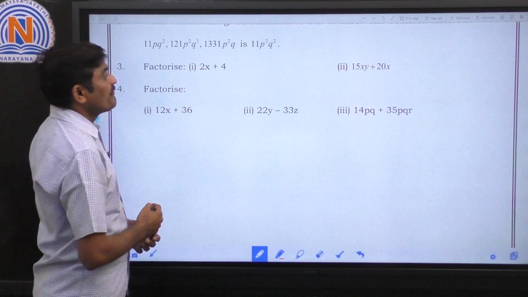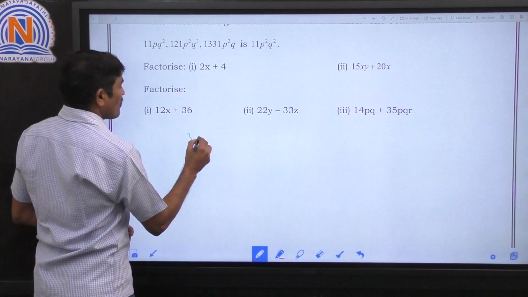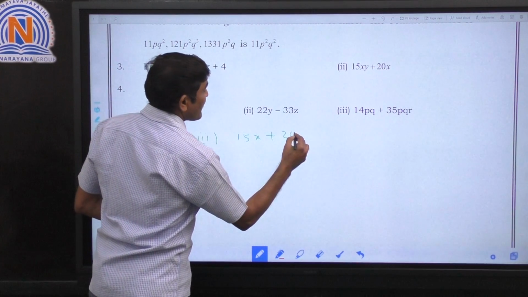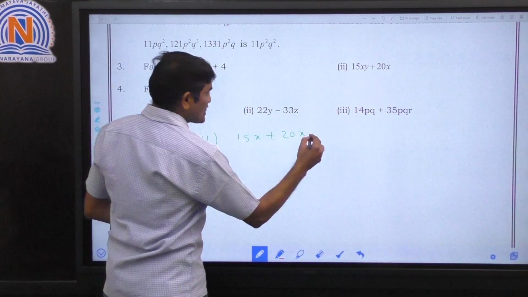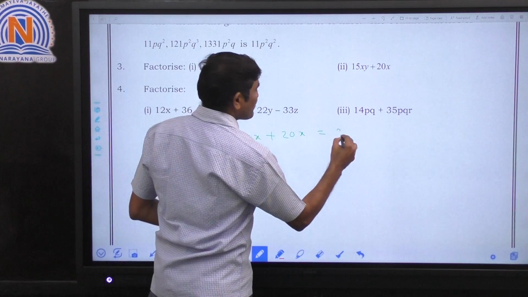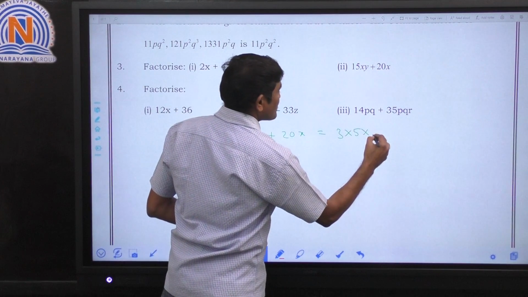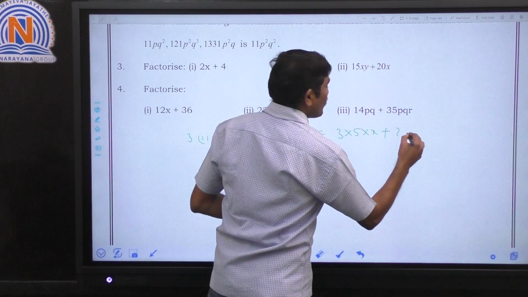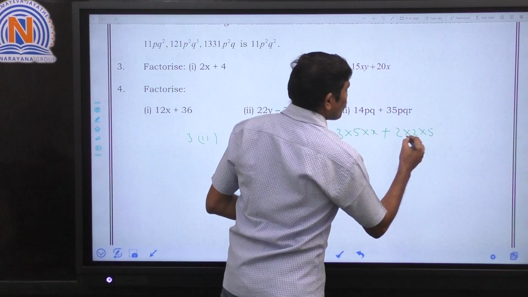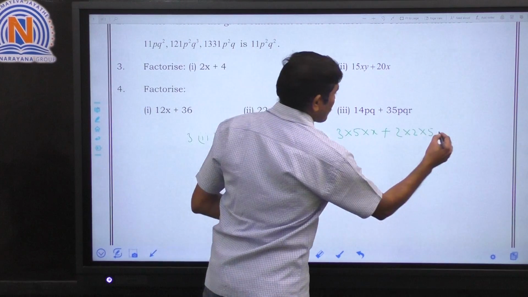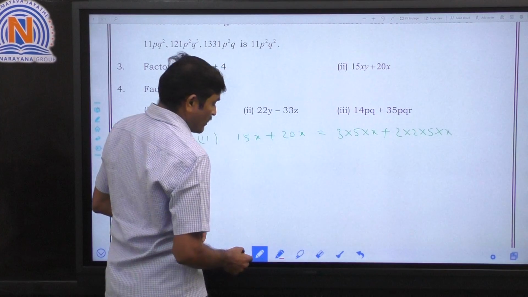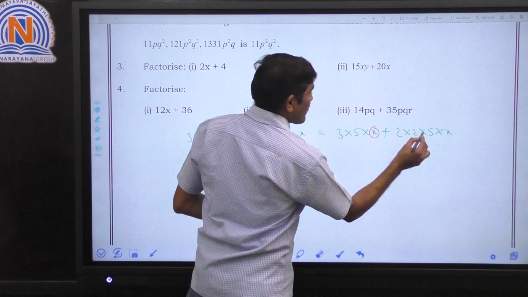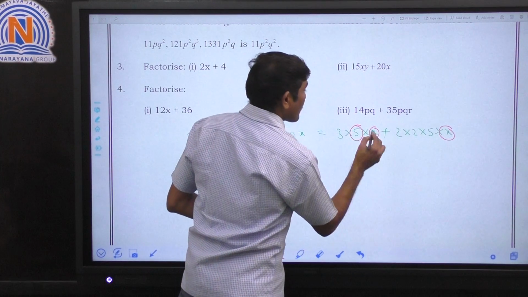Now coming to that 15xy, third Roman, second one, see, 15xy plus 20x. So let us split this one. 15 can be split into 3 into 5 into x, plus 20 can be split into 2 into 2 into 5, 2 2s are 4, 4 5s are 20, into x is also there, into x. Now let us underline the common factor. See here, x is the common factor, 5 is the common factor.